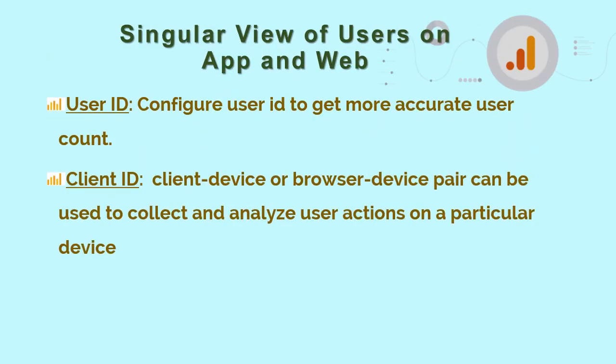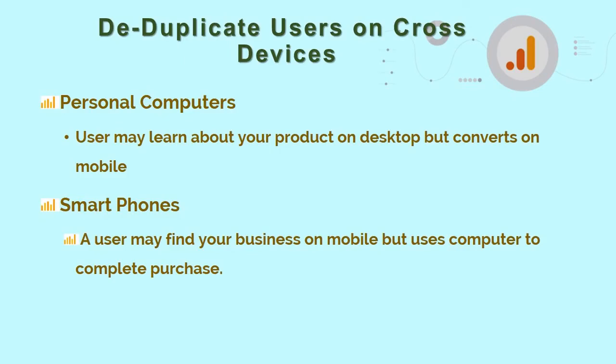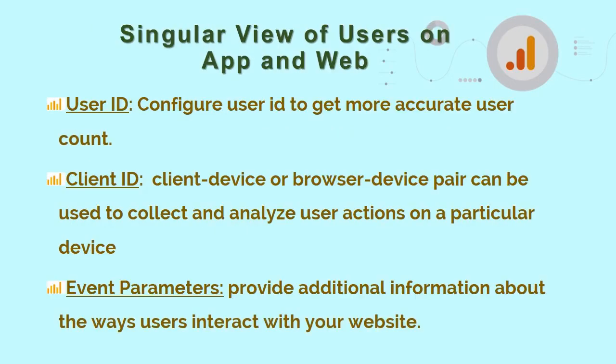Google Analytics can track users on computers and smartphones. It is important for businesses to have unique information about the same users, whether he or she is approaching with a computer or mobile phone. That's why Google Analytics uses different identifiers and information with events to deduplicate users on different devices. We can create user IDs to accurately count the number of users and their unique actions in Google Analytics. Google Analytics can also use client IDs, which are found by pairing a browser identifier and device identifier. A browser-device pair can be used to collect and analyze user actions on a particular device.